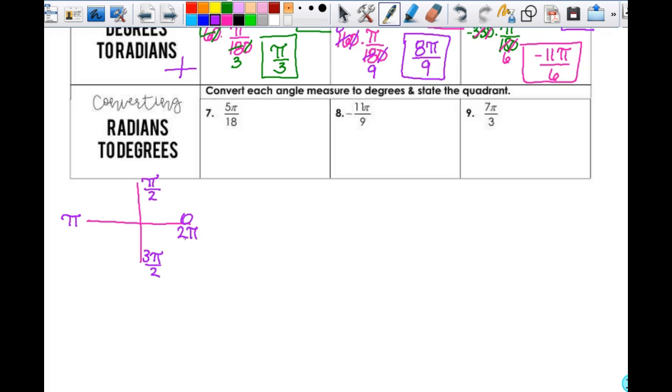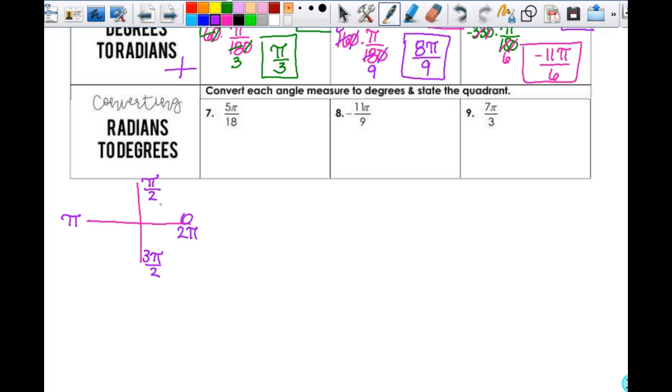Get the 5 pi over 18. Just knowing this much, I should be able to figure out what. It's less than pi, right? Do you agree with that? Okay, so if pi over 2, what would the numerator have to be for that to reduce to pi over 2? 9. So think about 18ths. That would have to be 9 pi over 18. Is that more or less than that? Less. So that means it has to be in quadrant 1. Does that make sense to you?